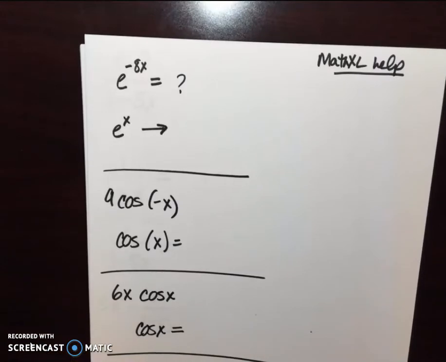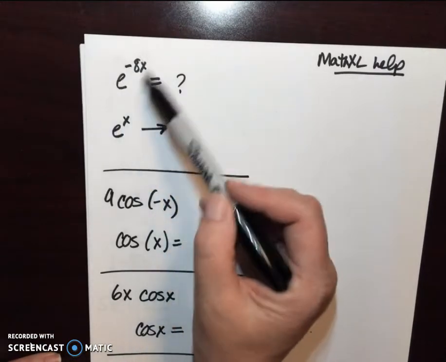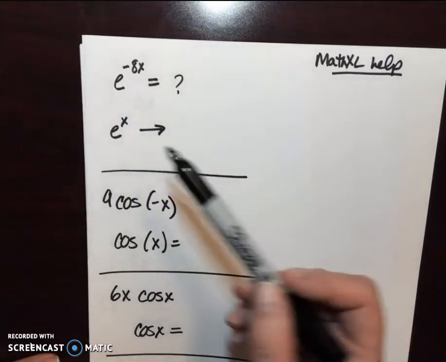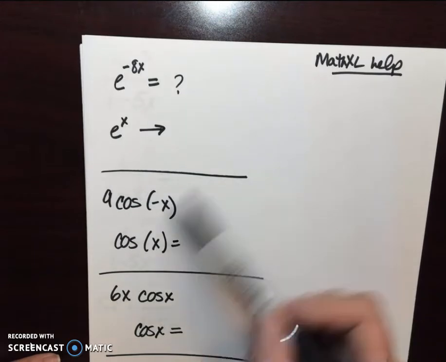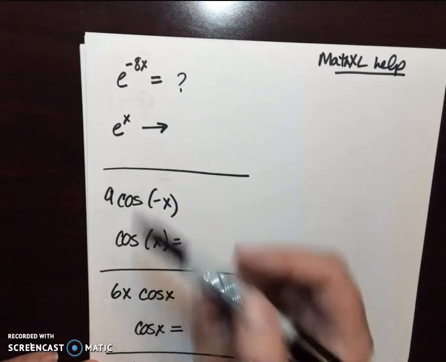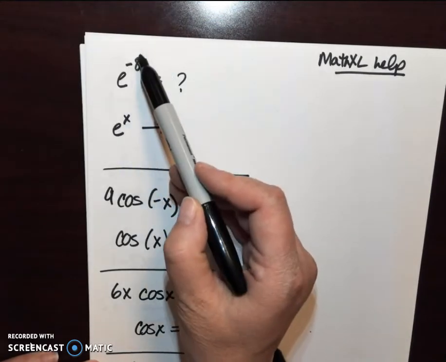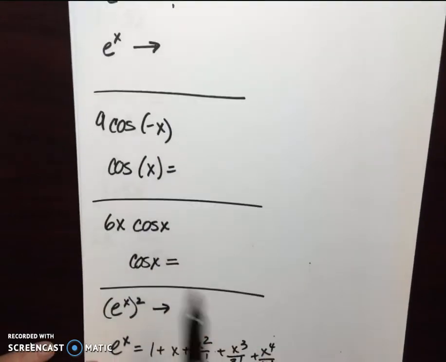Now I want to give you a little math Excel help. You're going to have to do things like rewrite e to the negative 8x. We did this in class yesterday. All you have to do is write out the series for e to the x. You can use page 491. I will have that available for you when you're quizzing. And then wherever you see x, you're going to put in negative 8x instead into the series. Same thing with this one.